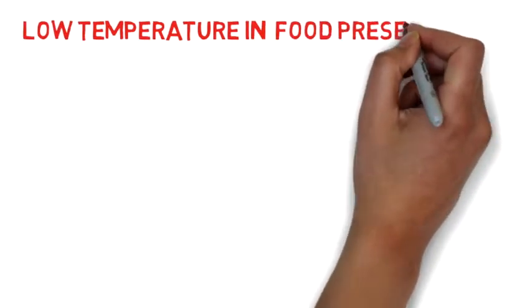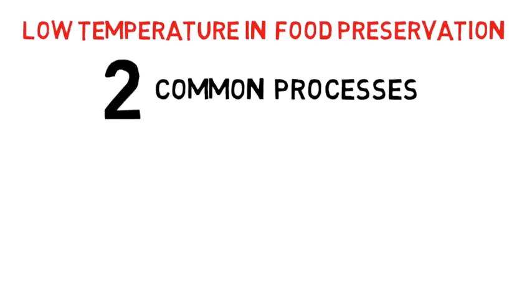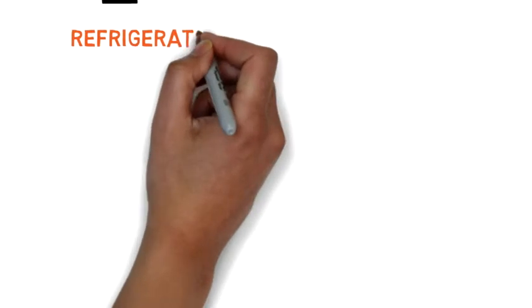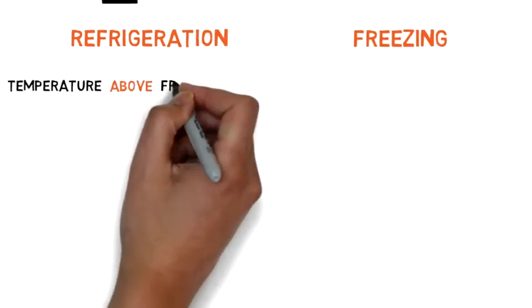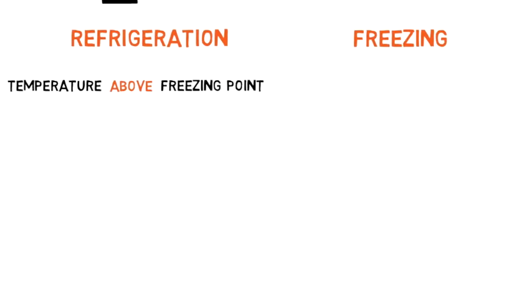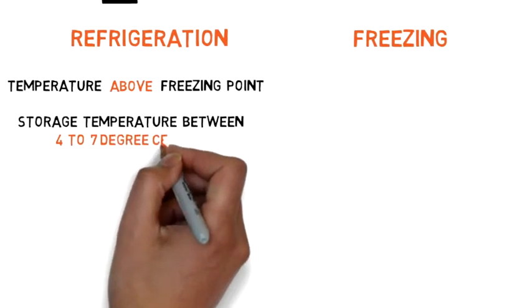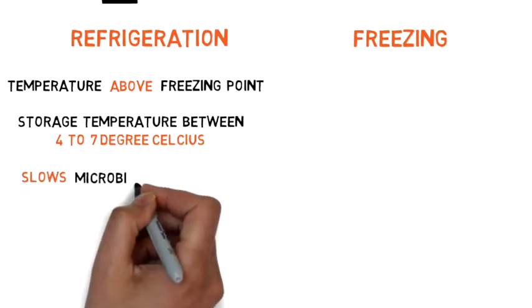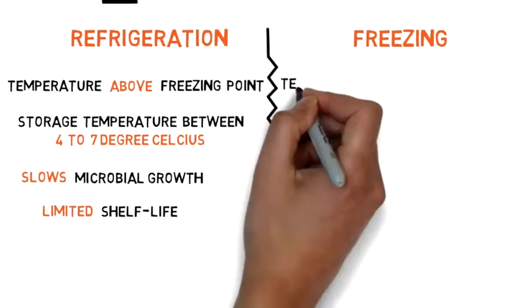Low temperature in food preservation. There are 2 common processes that use low temperature, which are refrigeration and freezing. In refrigeration, the temperature is above freezing point, and the storage temperature is usually between 4 to 7 degrees Celsius, and it can actually slow down microbial growth. However, shelf life of food is limited.